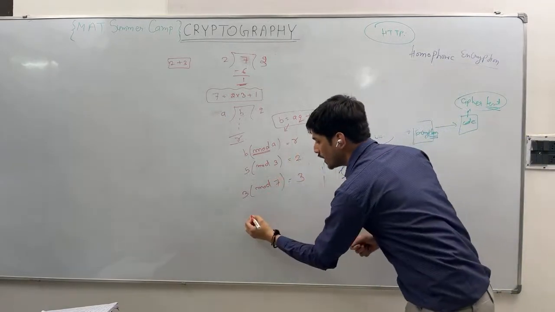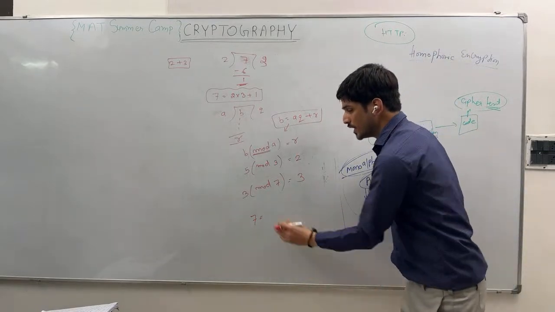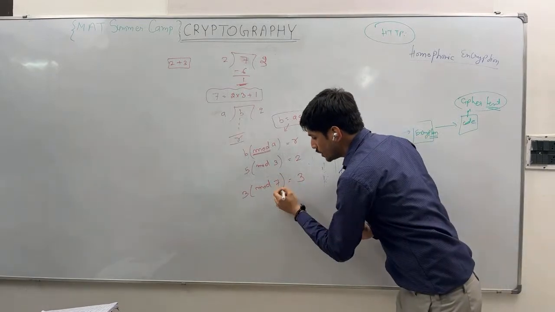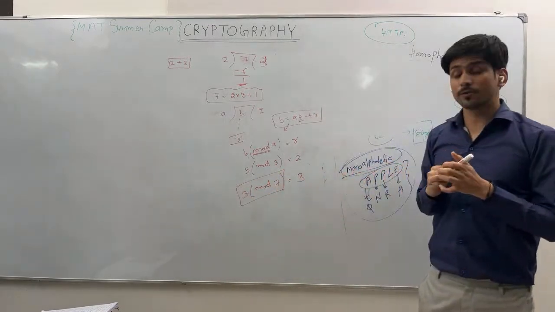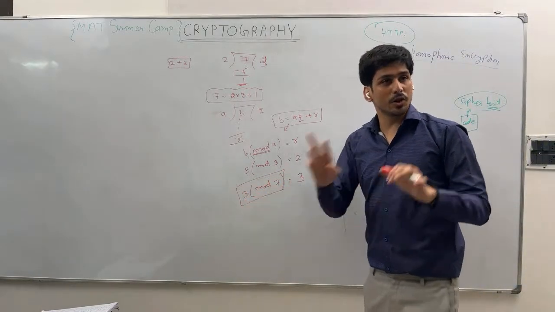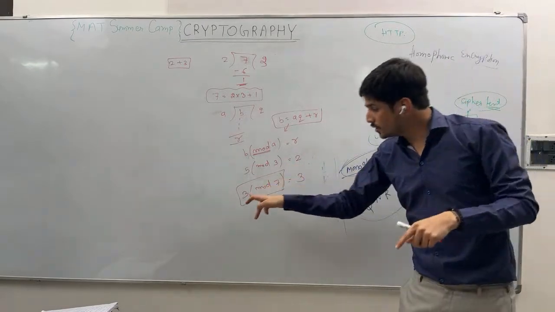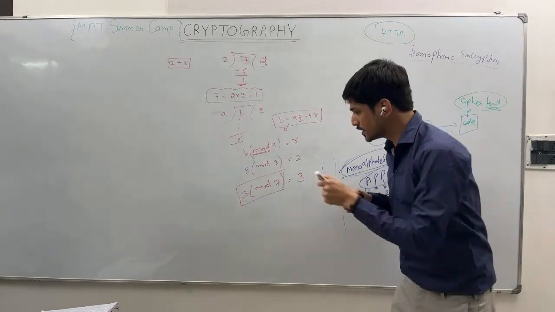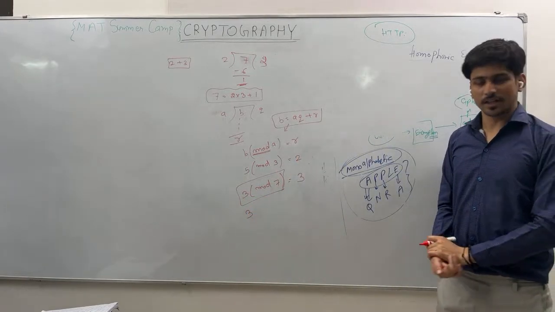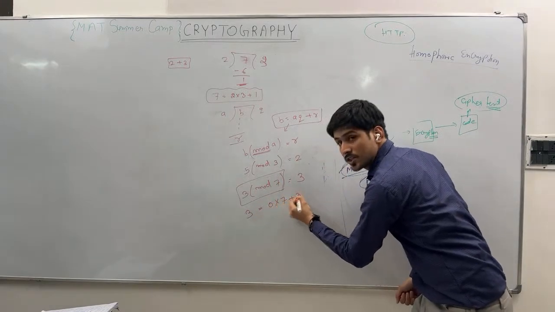How can I write 3? Because here, first of all, you tell me which one is divisor here? 7. Which one is dividend? 3. So in number theory, whenever my dividend is less than the divisor, then the remainder will be the dividend only, right? So 3, how can I write in terms of 7? Can I write something like this? 0 times 7 plus 3.